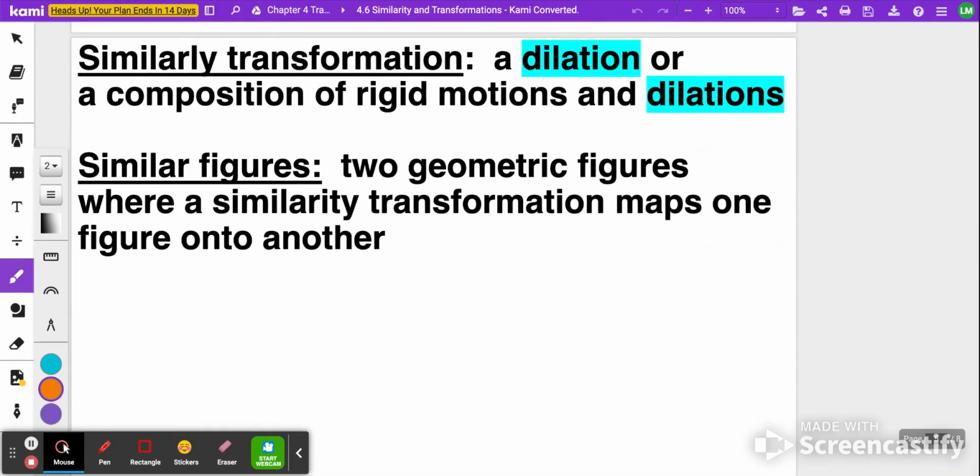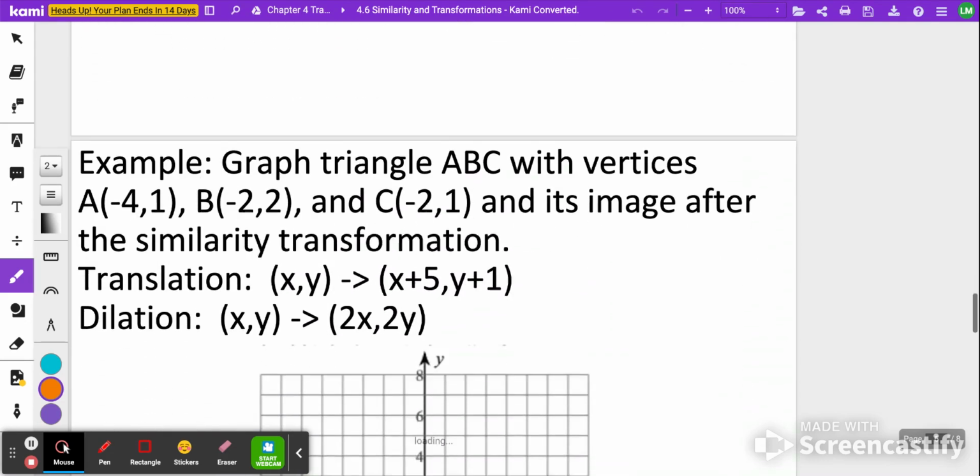A similarity transformation is when a dilation or a composition of rigid motions and a dilation occurs. So that just means you have a dilation within a transformation, or you have rigid motions, which are reflection, rotation, or translation, followed by a dilation. And then similar figures are when two geometric figures show a similarity transformation that maps one figure to the next. Let's go ahead and talk about what each one of those would look like.